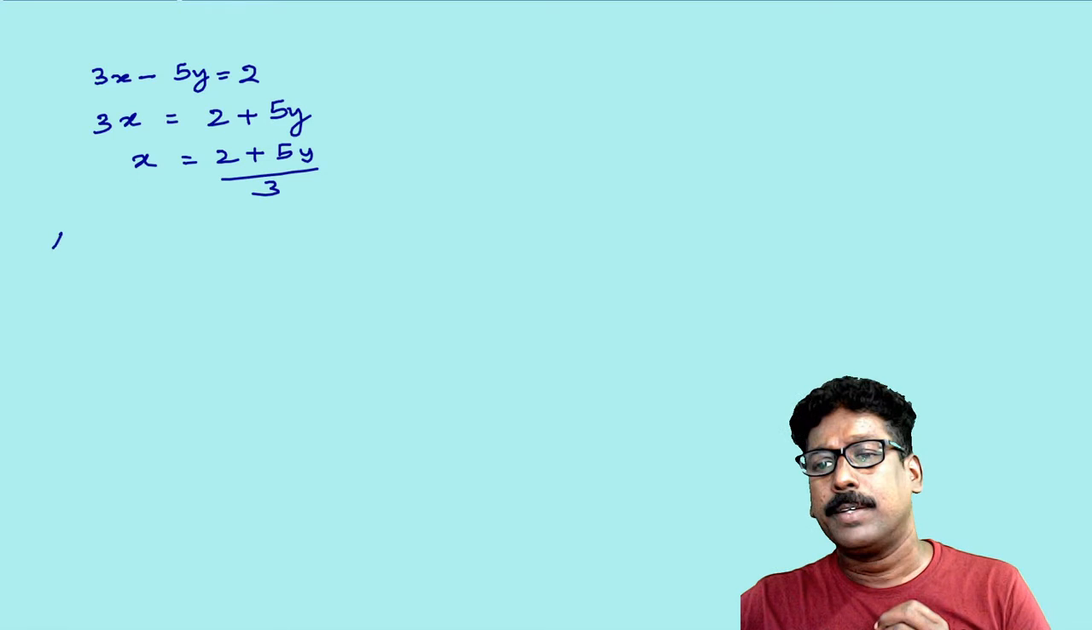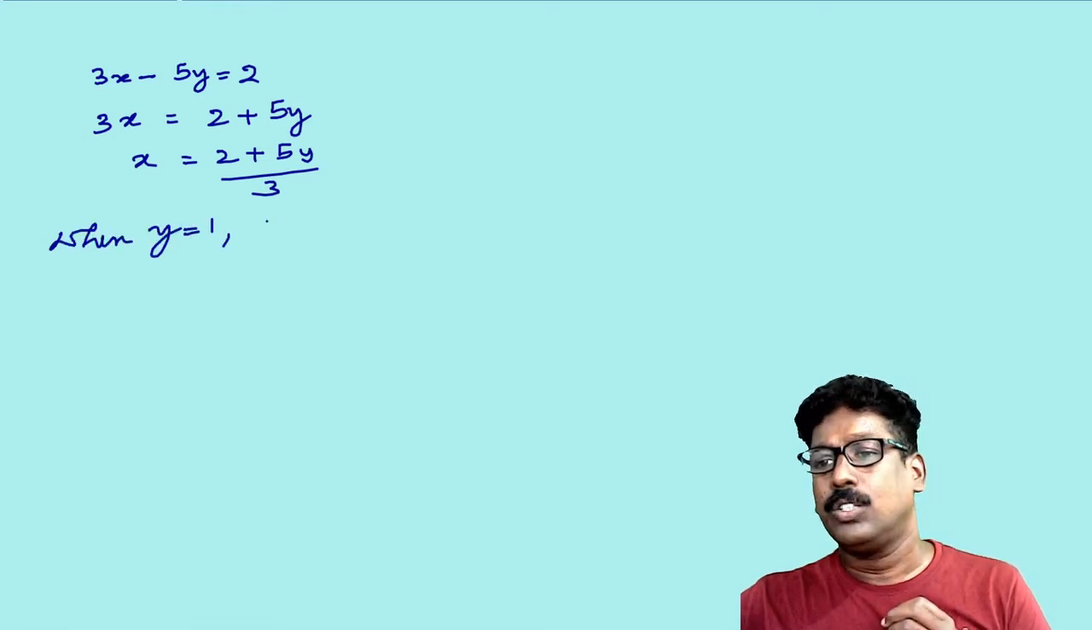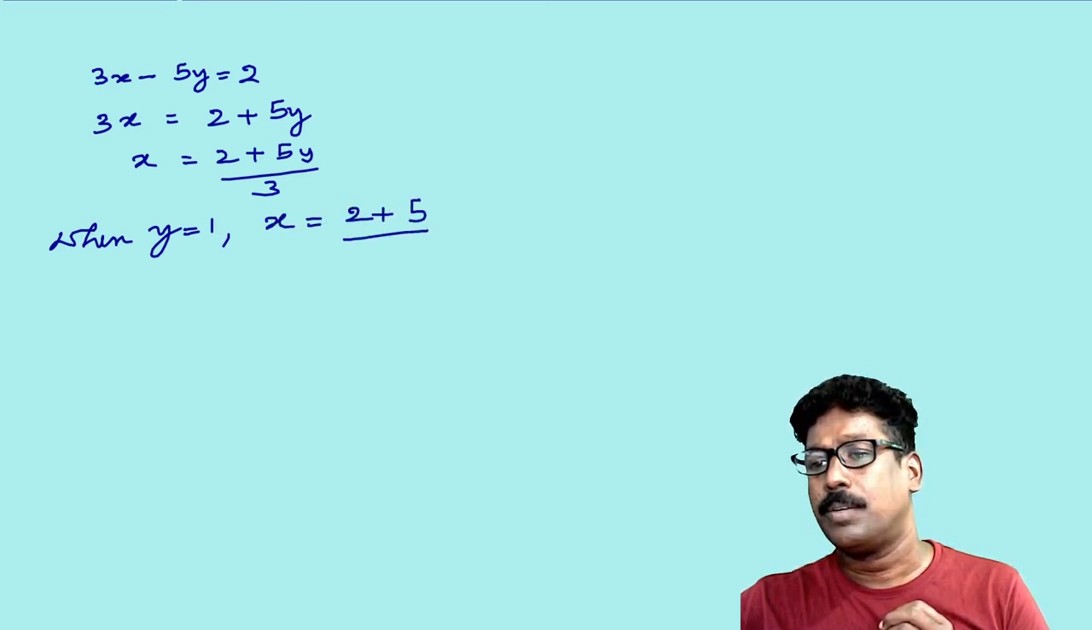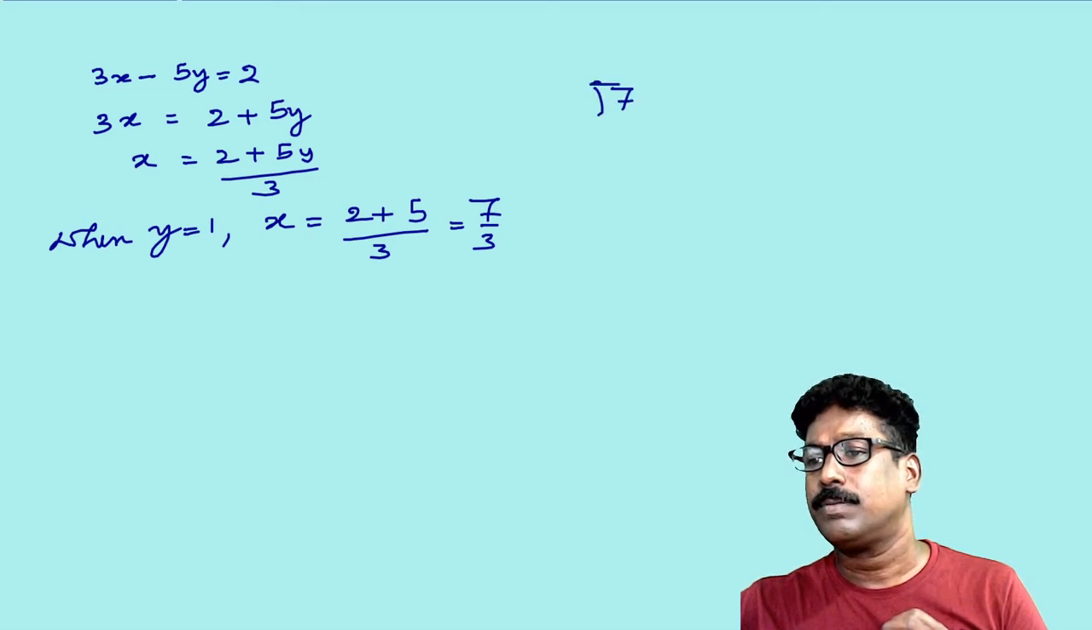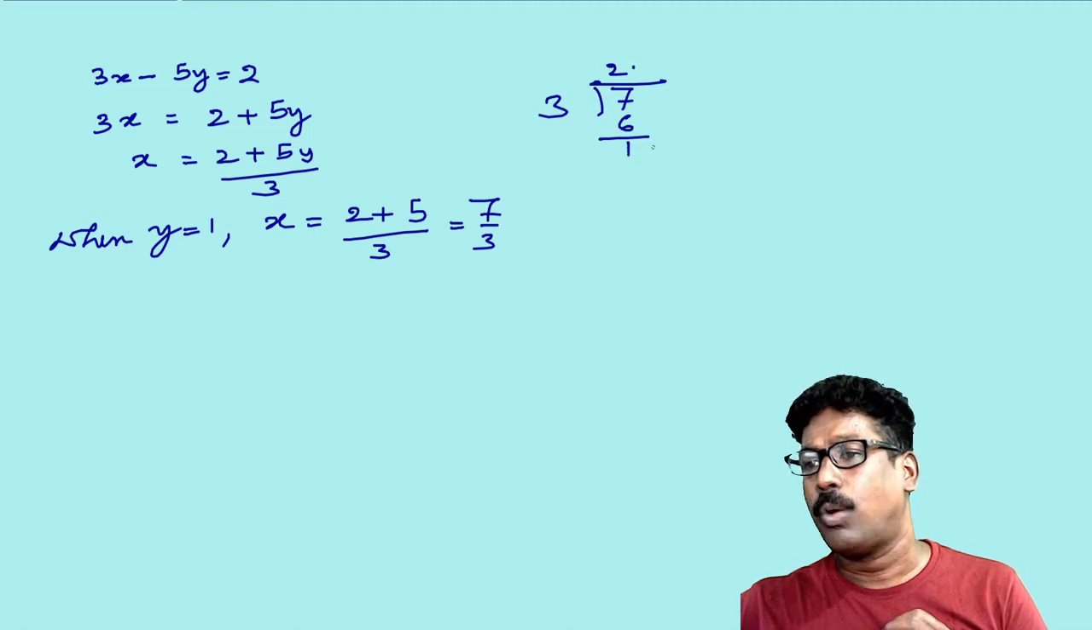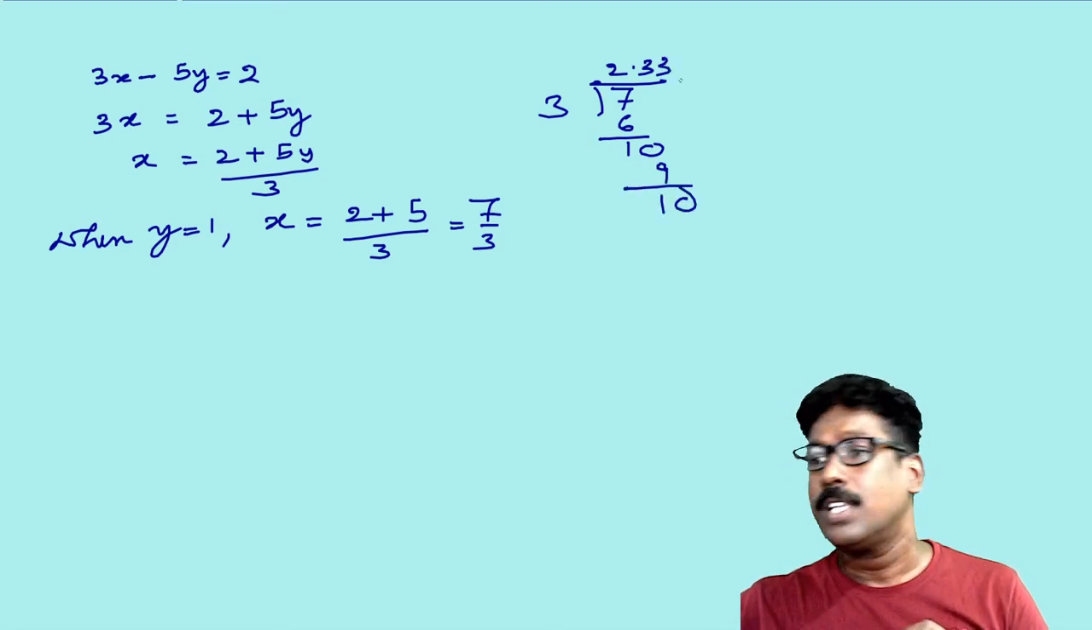What will happen when y is equal to 1? You get x is equal to (2 plus 5 into 1) by 3, which is 7 by 3. You divide 7 by 3. What will you get? 2 3s are 6, balance 1, then point 10, 3 3s are 9, again 1, 10, 3. That means you will get x is equal to 2.3333, etc.